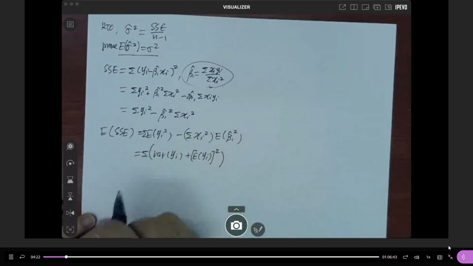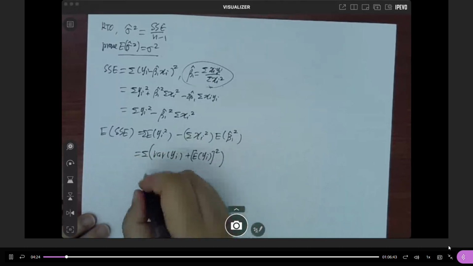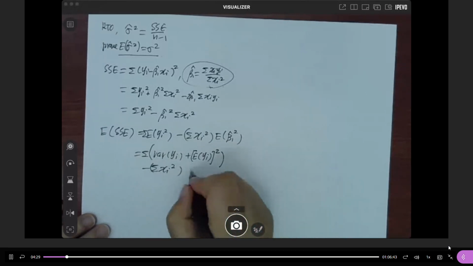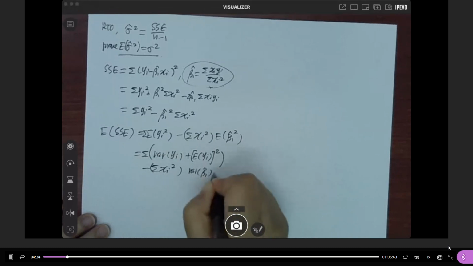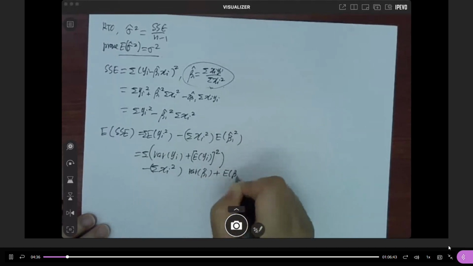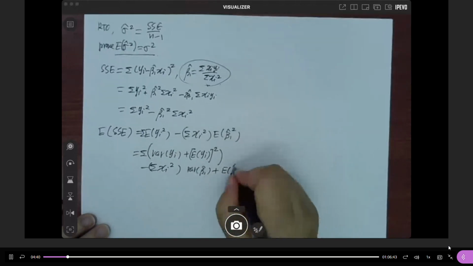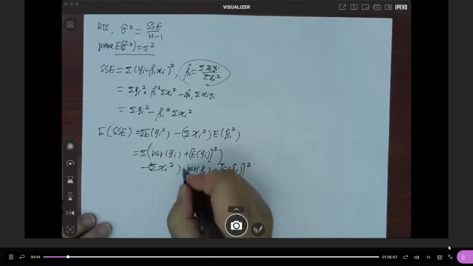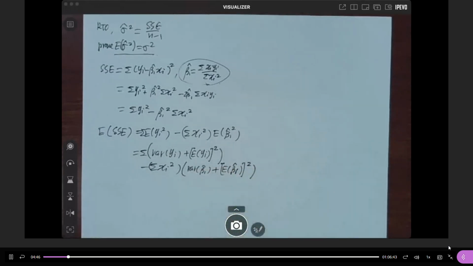Similarly, we apply the same trick for beta 1 hat. So basically minus summation xi squared multiplied by the variance of beta 1 hat plus E of beta 1 hat, squared. Is this clear to everybody? Okay.